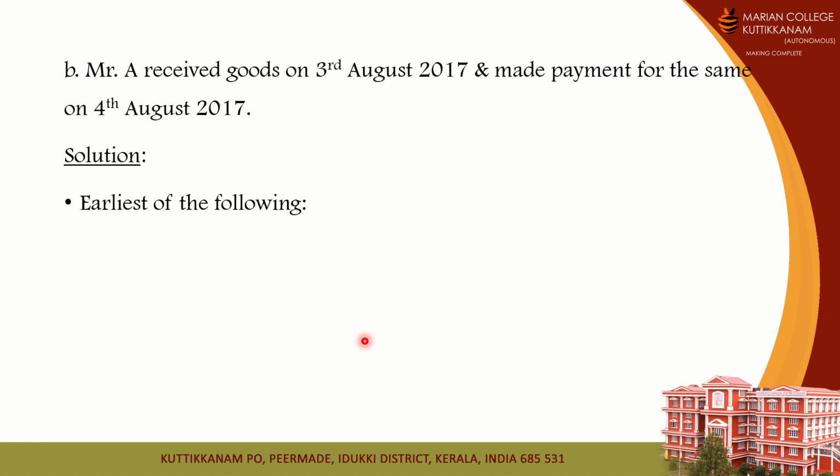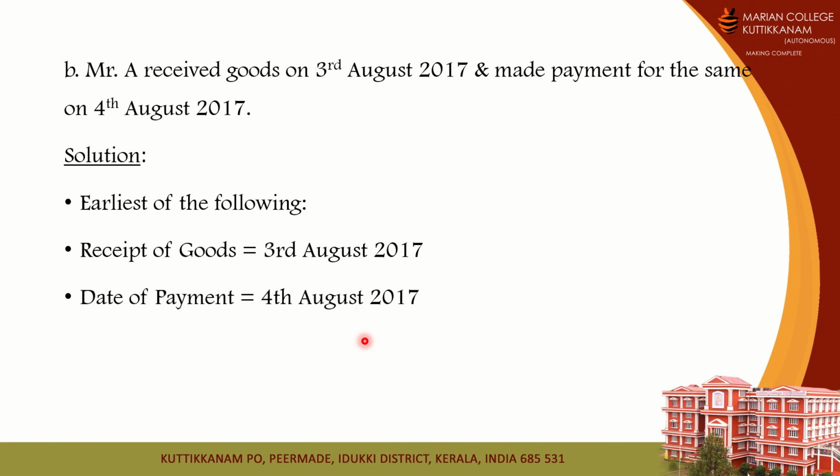Then the second part of the question. Mr. A received goods on 3rd August 2017, so that is the date of receipt of goods, and made payment for the same on 4th August 2017, so that is the date of payment. Let's see. The first provision is the date of receipt of goods, that is 3rd August 2017. The second one is the date of payment as entered in the books of account. The date of payment is 4th August 2017. We assume that it is entered in the books of account.